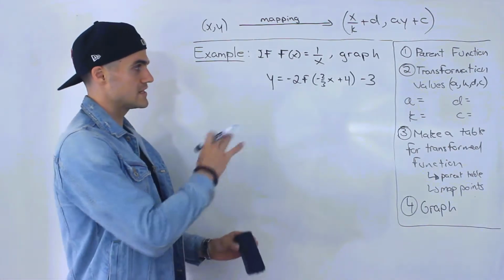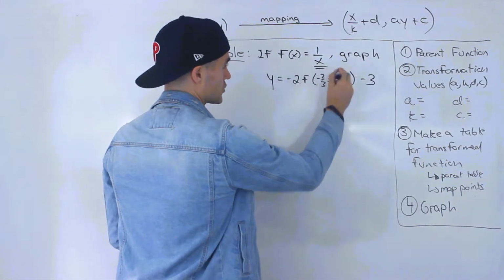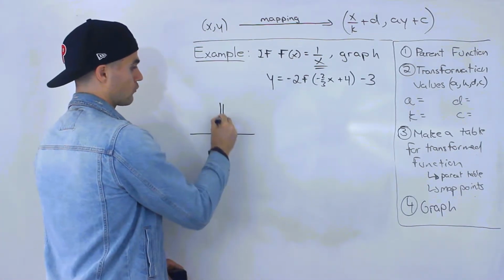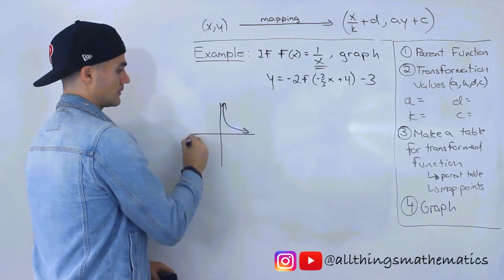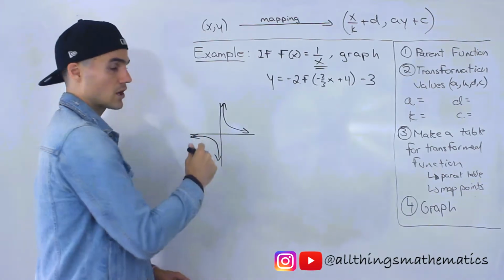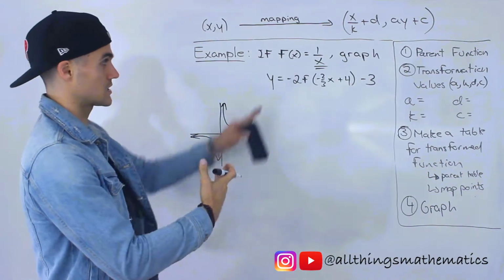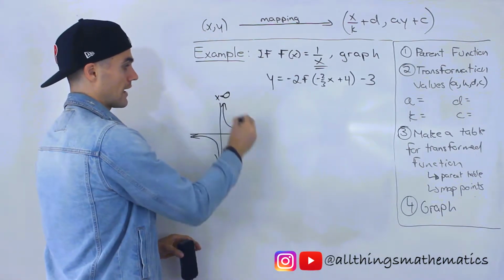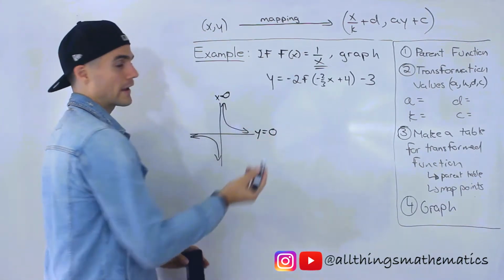Now this particular parent function is very unique, 1 over x. If you remember, we went over it and it looked like this. We talked about the concept of asymptotes, because remember 1 over x has a vertical asymptote at x equals 0, and a horizontal asymptote at y equals 0.